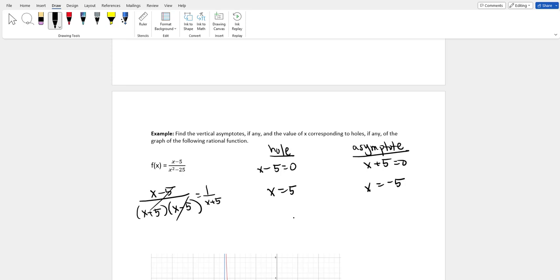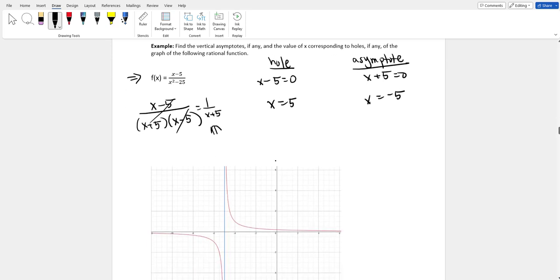So what does this mean? x equal to 5 does not cause the denominator to be 0 when the rational function is reduced. When we reduce this, we end up with 1 over x plus 5. If I plug 5 back in here for x, it does not make the denominator 0. However, it does make the denominator 0 in the original function. If I plug 5 back in for the denominator, I get x squared, which is 5 squared, which is 25. 25 minus 25 is 0. So x equal to 5 makes the denominator 0 in the original function.